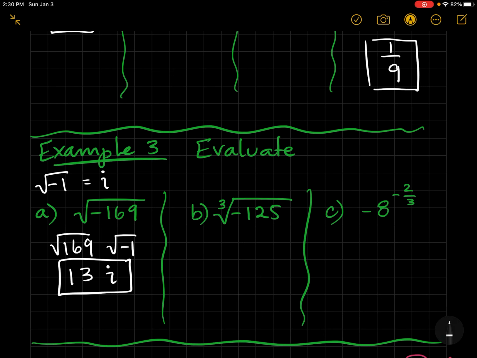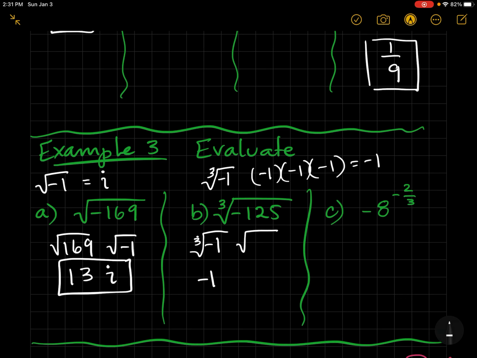Here, we're looking at the cube root. Now, let's think a little bit about cube roots. What is the cube root of -1? Well, isn't it true that -1 times -1 times -1 equals -1? So in other words, the cube root of -1 is just -1. Okay, so when you separate this, that's just -1 times 5, which is -5.